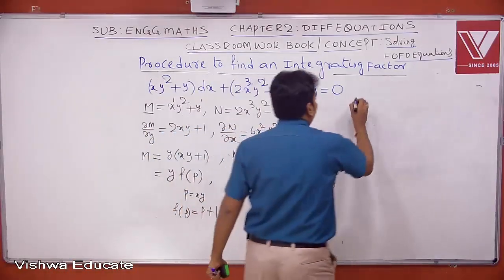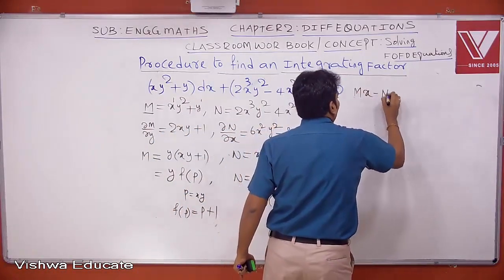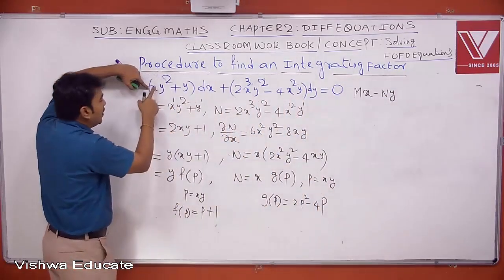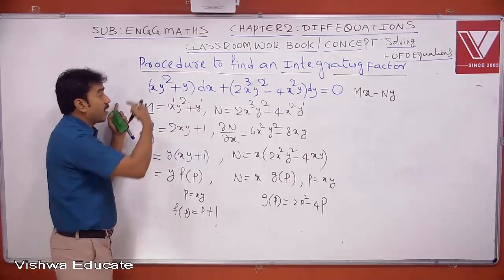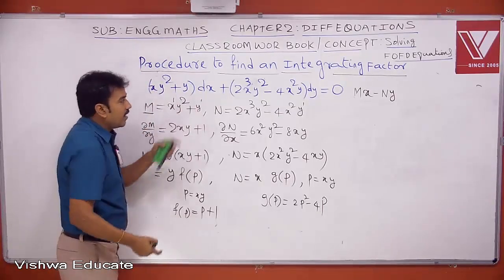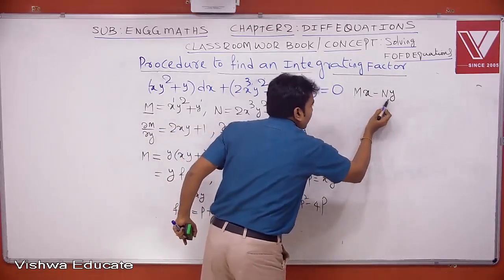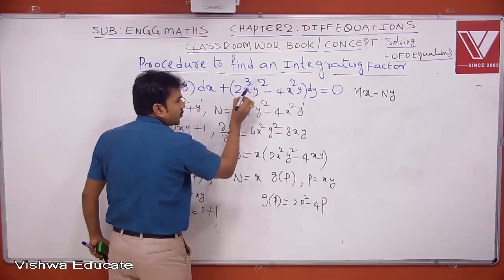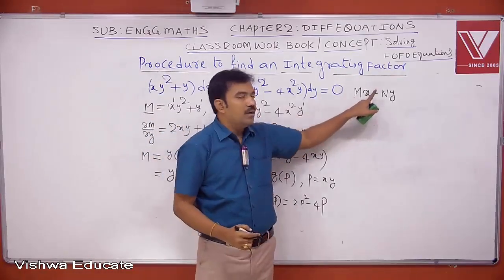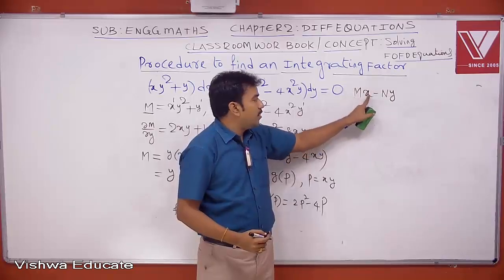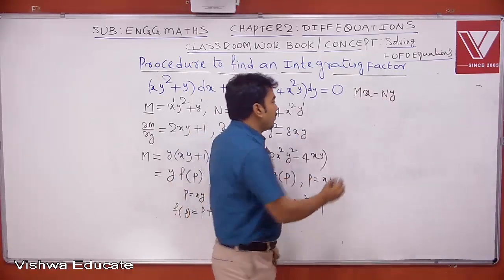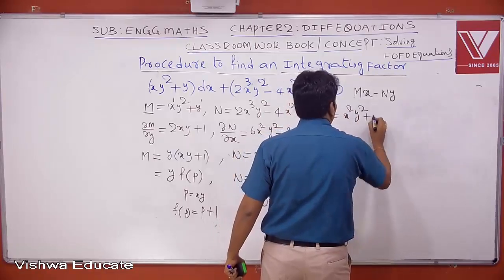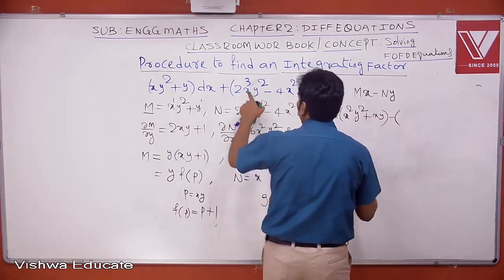Now let us confirm that mx minus ny is not equal to 0. Why are we multiplying m with x? Because in the function m, the power of x is lagging by 1 when compared to powers of y. In n, here n is multiplied with y. The reason is in n, the powers of y are lagging 1 when compared to powers of x. So to make equal powers of x and equal powers of y, multiply m with x and multiply n with y. Therefore this becomes x square y square plus xy minus, multiply n with y.